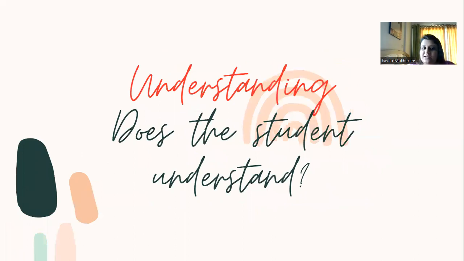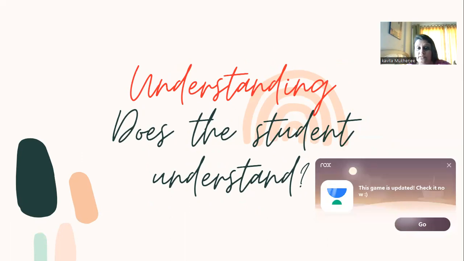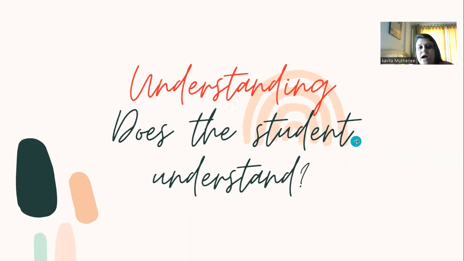Next is the understanding level. This is where the student understands a concept and writes it in his or her own words. Now, you may have questions like this, for example, questions which start with explain, questions which start with interpret. These kinds of questions come under the understanding level, where you have to actually understand the concept and then explain it.